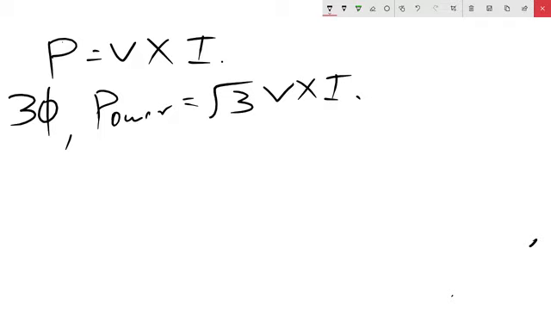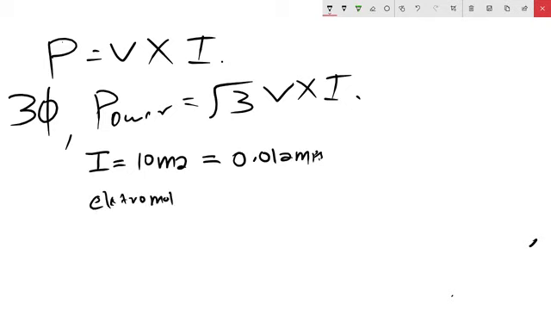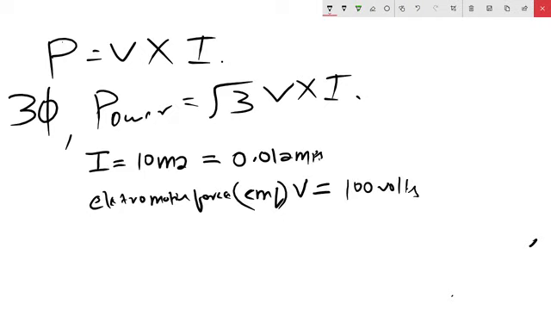So in a three-phase system, a current of 10 milliamperes is flowing through an electrical apparatus. The current value is 10 milliamperes, so you have to convert it into the standard unit, 0.01 amperes. Next they are saying electromotive force, and again some of you will get confused, but you should know that electromotive force, that is EMF, is nothing but the voltage. That is the V value. The V value they have given is 100 volts, which is a standard unit, no need to convert. Next they are asking how much power is consumed by the electric heater.